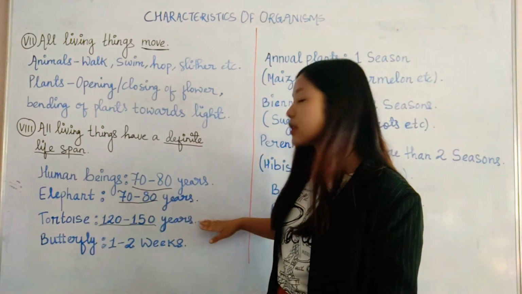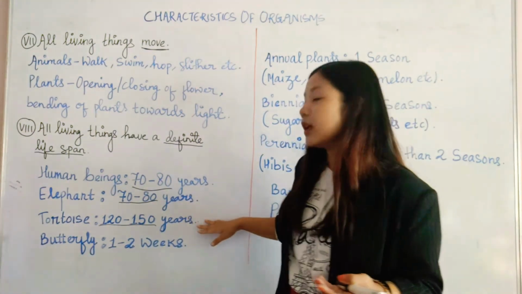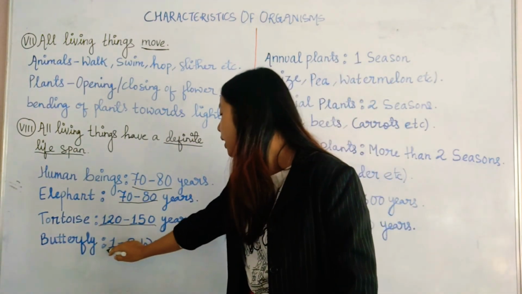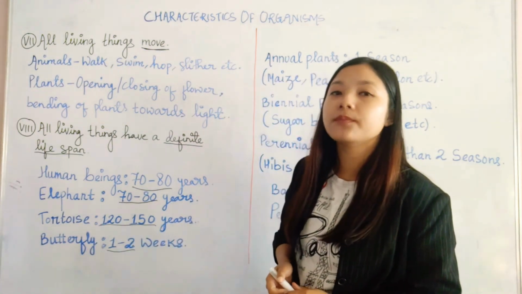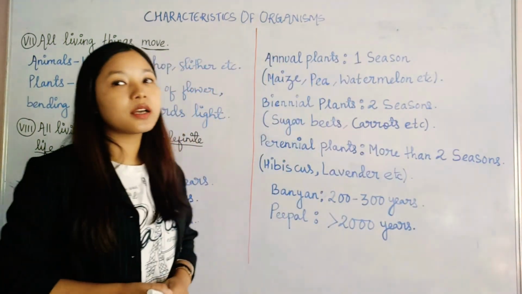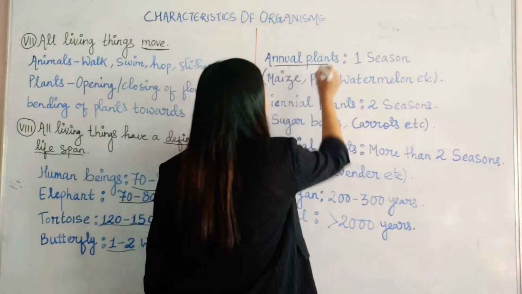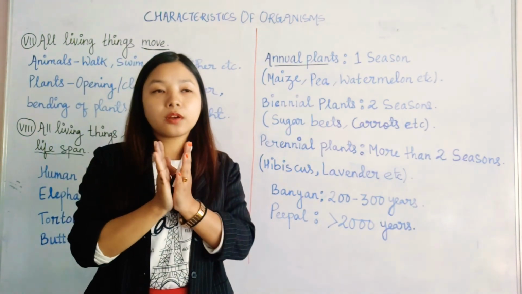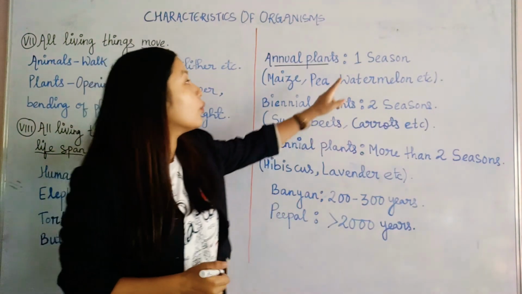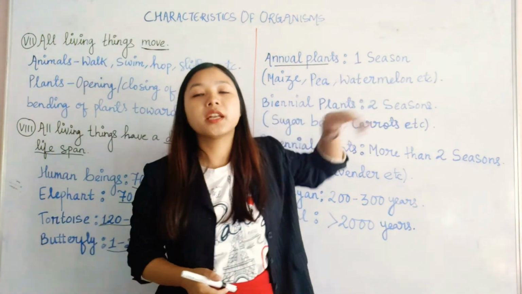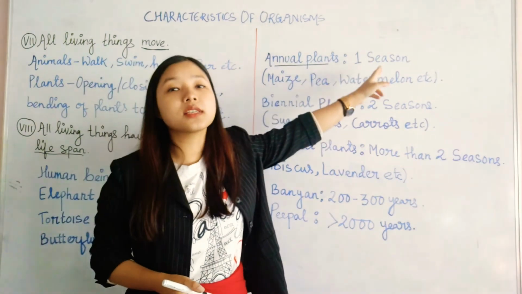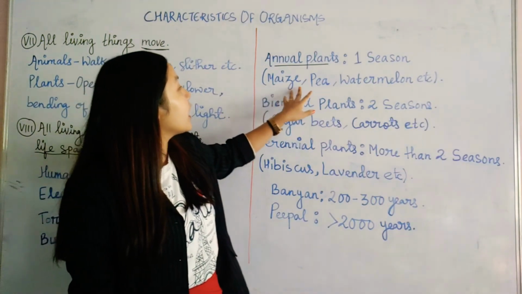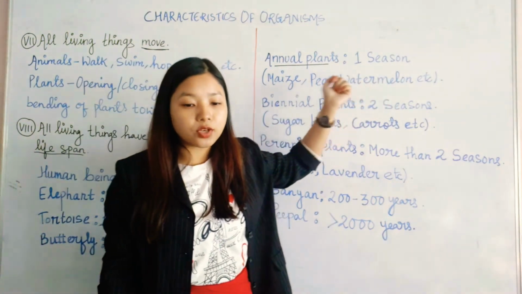In the case of tortoise, some may live for about 300, 350 years. Then in the case of butterfly, it is about 1 to 2 weeks only. Whereas in the case of plants, plants can be annual plants. That means they grow up from the seed, give a flower, fruit and die in one growth season only. Their lifespan is only up to one season. They are called as annual plants. Example, maize, pea, watermelon, etc.